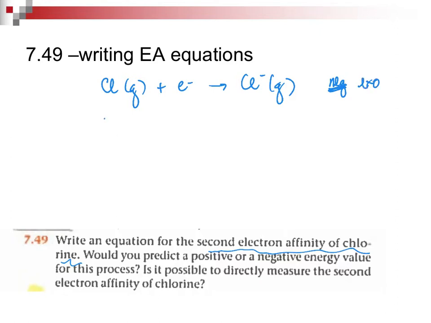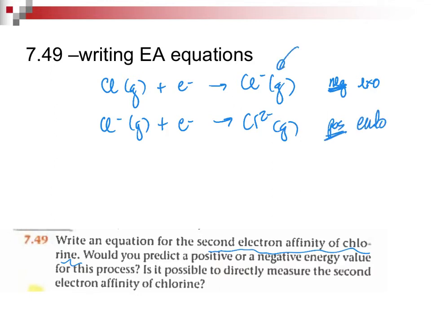I also know that if I try to write the second electron affinity to make a Cl2- gas, that would be a positive. That would be endothermic. Because what have I made here? I have made a noble gas. If I'm trying to stick an electron onto a noble gas, it is not going to happen. So would you predict a positive or a negative? I would predict a positive.